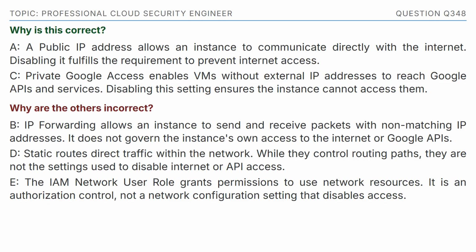D. Static routes direct traffic within the network. While they control routing paths, they are not the settings used to disable internet or API access. E. The IAM network user role grants permissions to use network resources. It is an authorization control, not a network configuration setting that disables access.